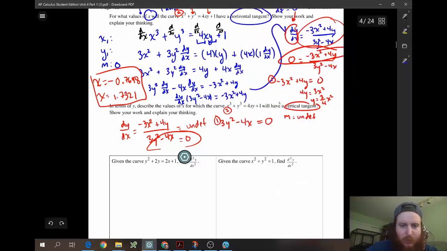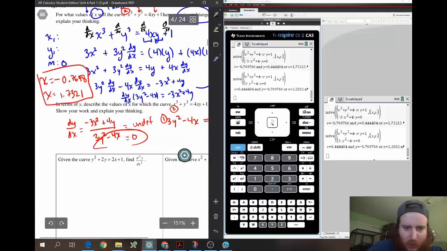So our x values are going to be at x equals 0.444, right, out to 4 decimal places, and 2.2502 out to 4 decimals.